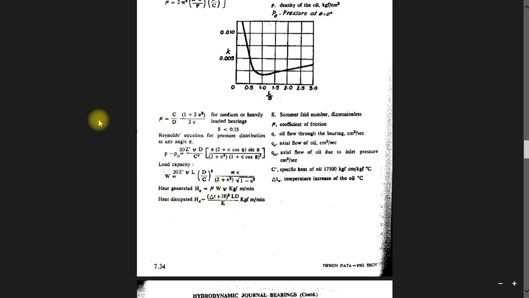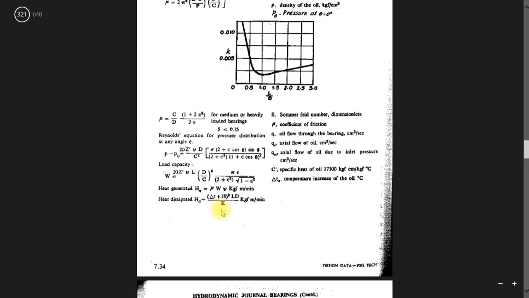The next thing is heat dissipated, Hd. The heat dissipated formula is equal to H into A into sigma T. So this value can be written from the heat dissipation coefficient, which is nothing but Hg minus Hd. I repeat again, Hg minus Hd. Okay, with which I can find out.